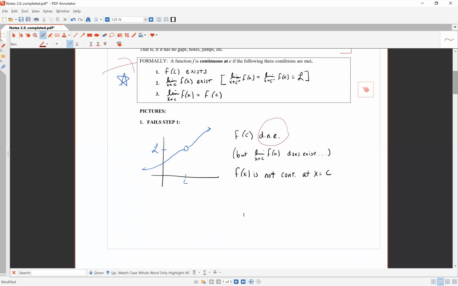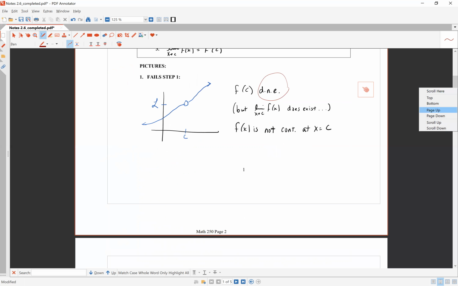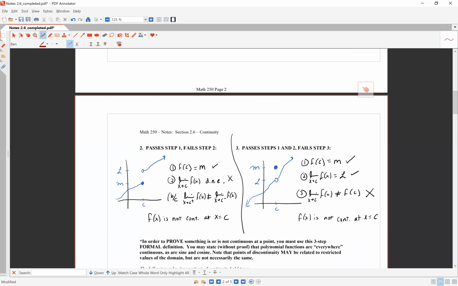But you can't actually draw that graph. If you're going to draw the graph with the hole in it, you have to take the pencil off the paper. So here's another one, examples 2 and 3. Again, we have to take our pencil off the paper to graph.